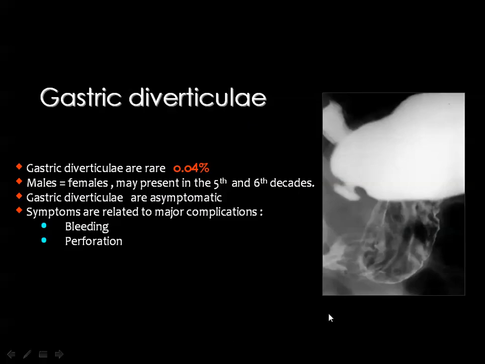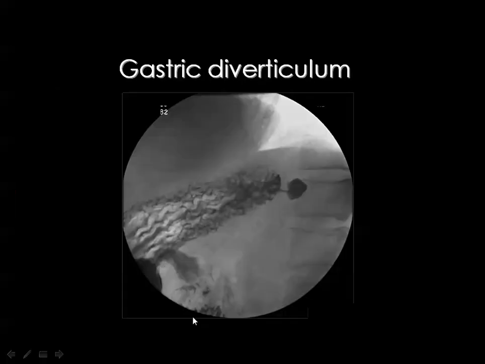Gastric diverticula are rare, with an incidence of 0.04%, and are usually asymptomatic, and very commonly gastric diverticula occur in the fundus. And as you all know, the common complications that are expected from a diverticulum anywhere in the gastrointestinal tract are these two major complications, which are bleeding and perforation. Then this is a barium study showing a typical gastric diverticulum in a typical location, which is in the gastric fundus.